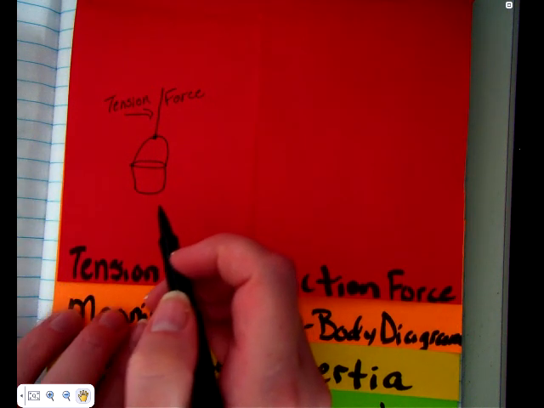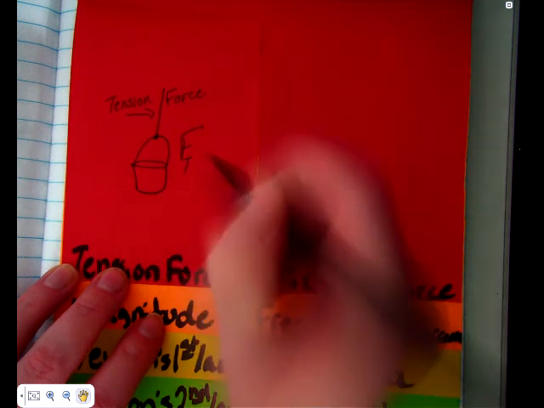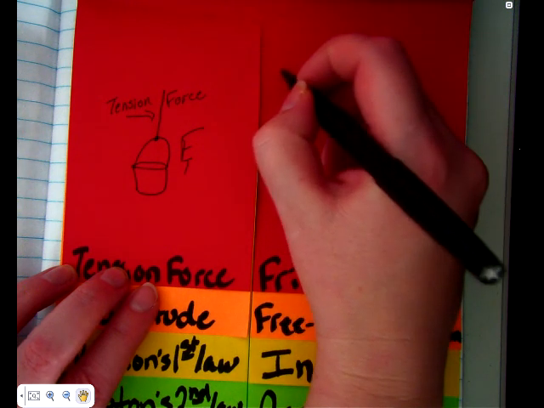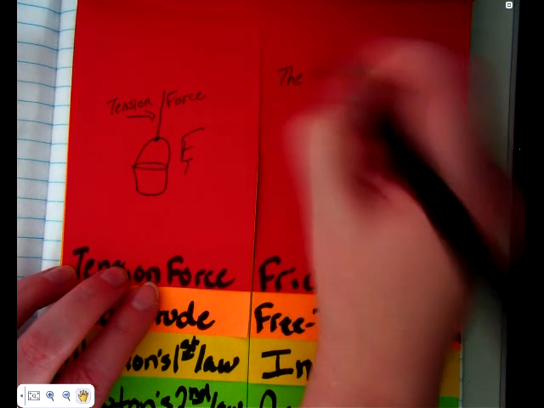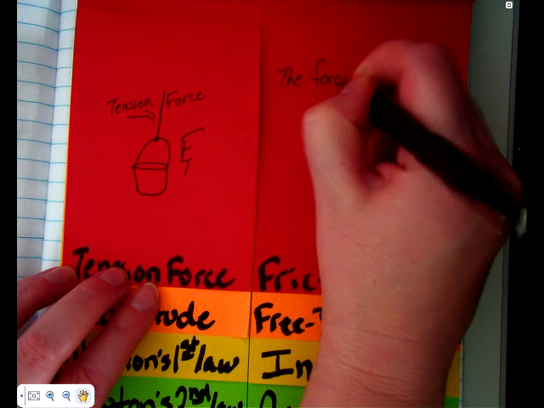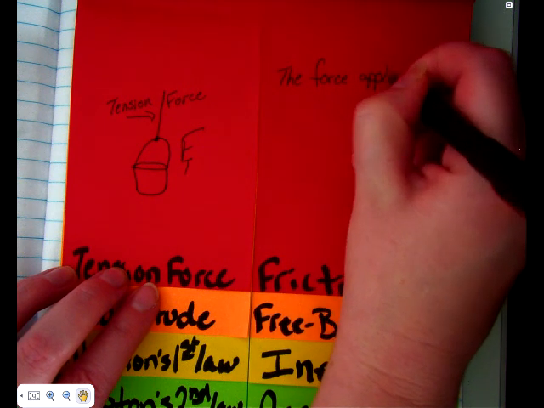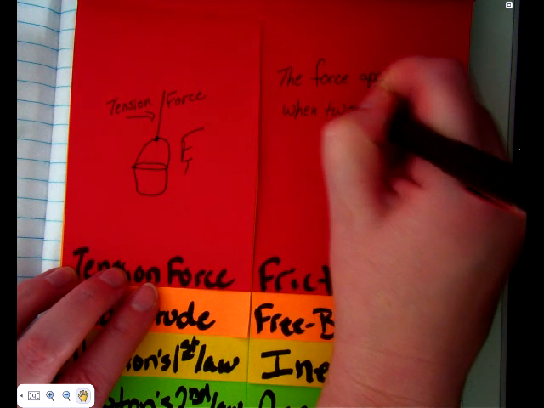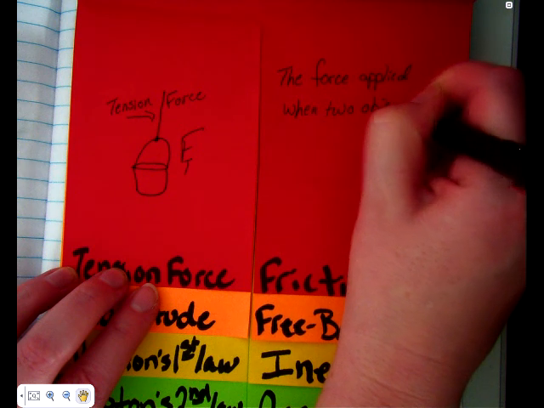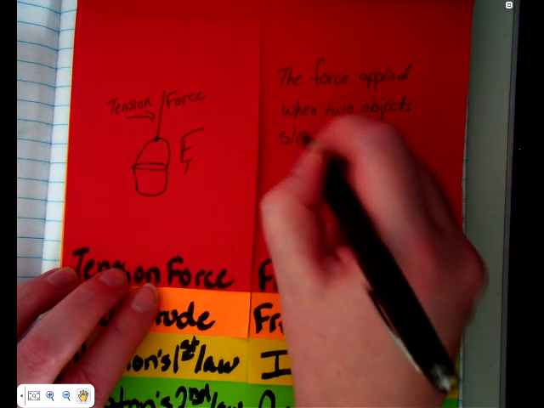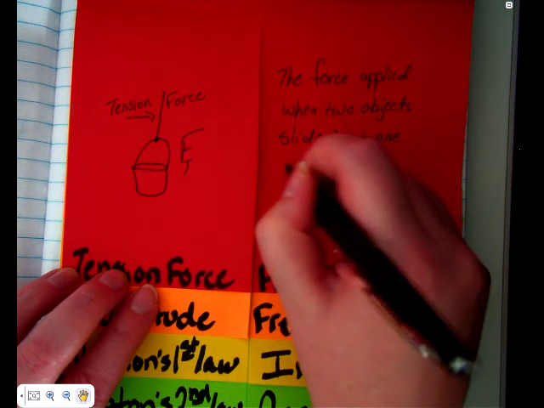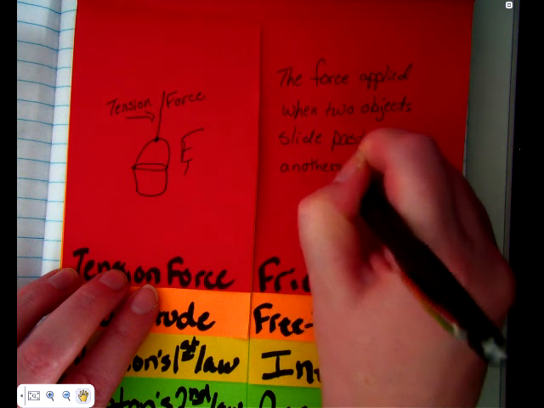So we'll have to find an actual word definition, but we refer to this as F sub T when we talk about tension force, and friction force is the force applied when 2 objects slide past one another. Okay?